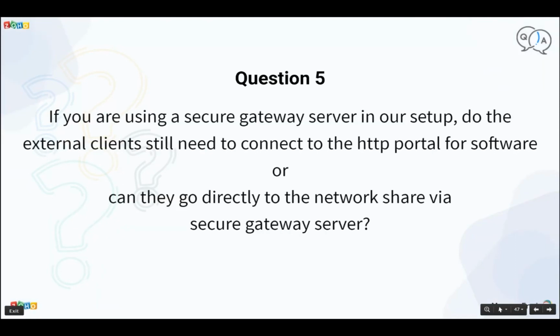So if you're using a secure gateway server in our setup, do the external clients still need to connect to the HTTP portal for software, or can they go directly to the network share via the secure gateway server? They will have to use this HTTP portal, because if the computers are outside the network, they usually don't have access to the network share.